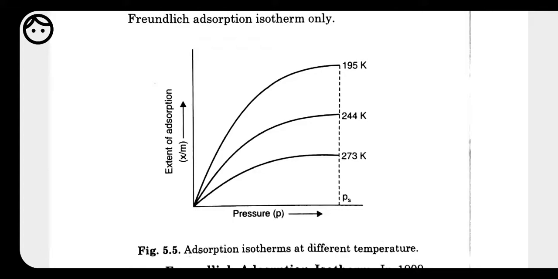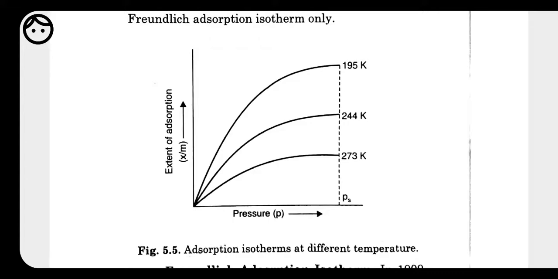At different temperature, we have found the same type of graph for the adsorption process. Again, we are taking temperature as 244 Kelvin and keeping it constant without increasing or decreasing, and again we are going to increase the pressure. Then it is found that the adsorption process goes on increasing. So we come to the point that on increasing the pressure, the process of adsorption goes on increasing by keeping the temperature constant.